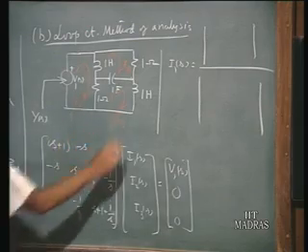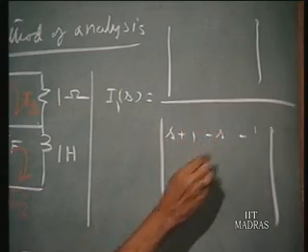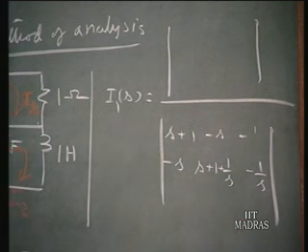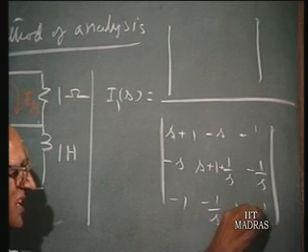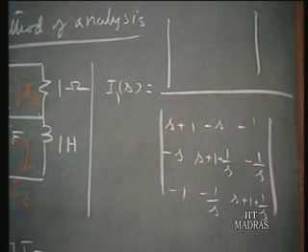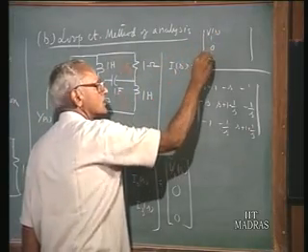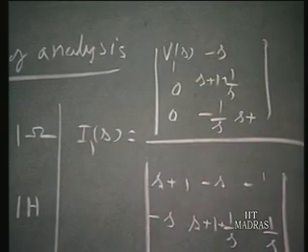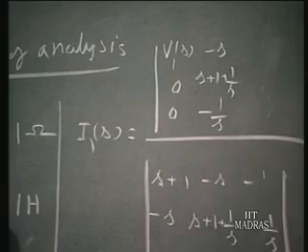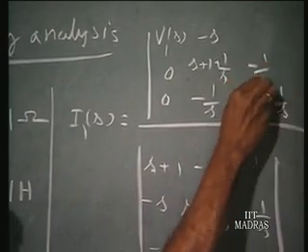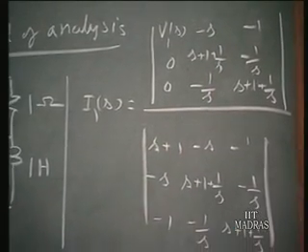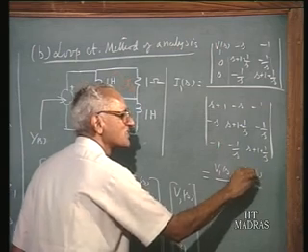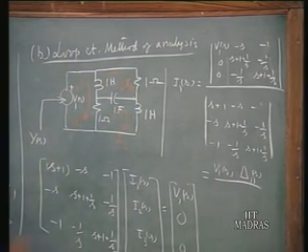So the entries here are the same as this: S plus 1, minus S, minus 1; minus S, S plus 1 plus 1 over S, minus 1 over S; minus 1, minus 1 over S, S plus 1 plus 1 over S. And as far as the numerator is concerned, you replace the first column by the forcing function vector V1 of S, 0, 0. So you observe that as far as the numerator is concerned, this is V1 of S times this quantity, which can be written as delta 1 1 of S, the cofactor of the first element 1 1. And the denominator is the mesh basis system determinant.